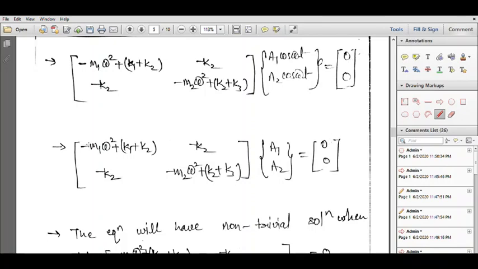Now here it will be minus m1 omega square plus k1 plus k2, minus k2, minus k2, minus m2 omega square plus k2 plus k3. Here it will be a1 and a2. Now this displacement matrix will be reduced to a1, a2 only, because cos omega t I have taken as common, and here it will be equal to 0 column matrix.